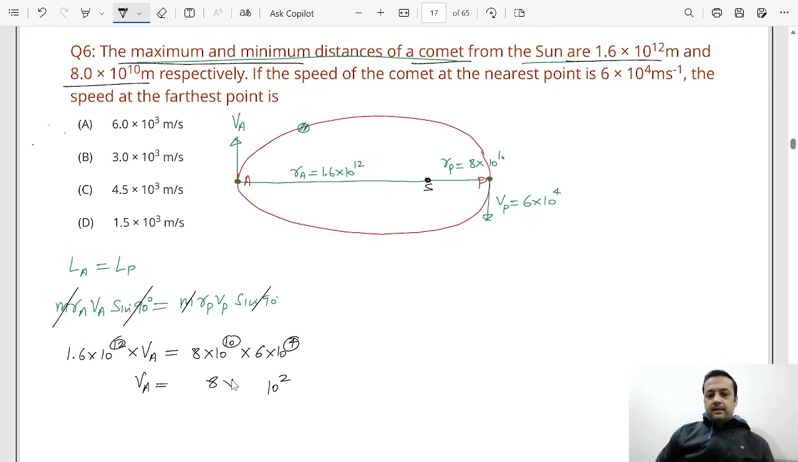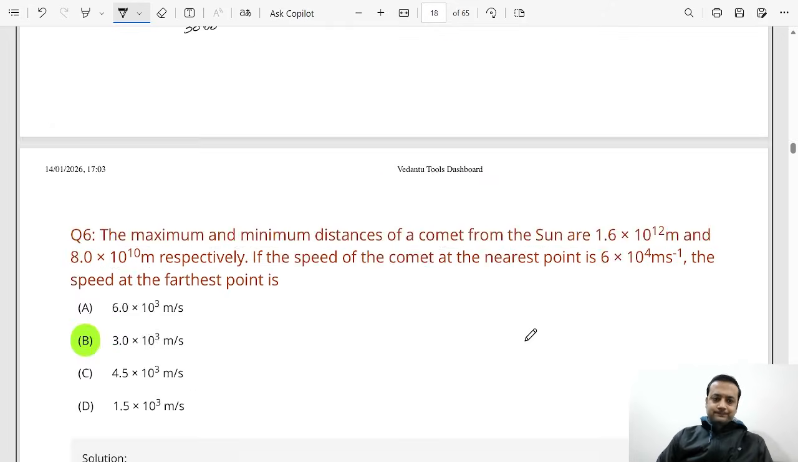And this will be 8 into 6 upon 1.6. So I think if you see, 4 into 0.4 and 4 into 2, then 2 will make it 0.2, and this will be 60 by 2, which means 30. So basically 30 into 100 means 3000. So that means option B will be the correct one. All right, moving on.